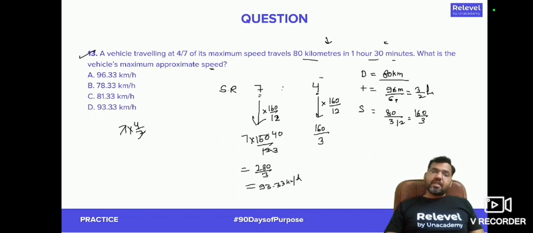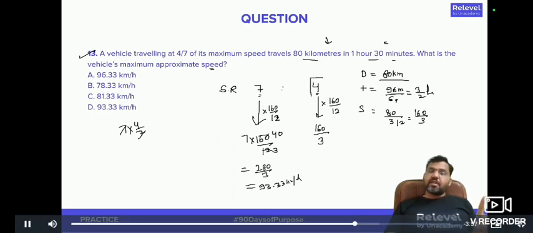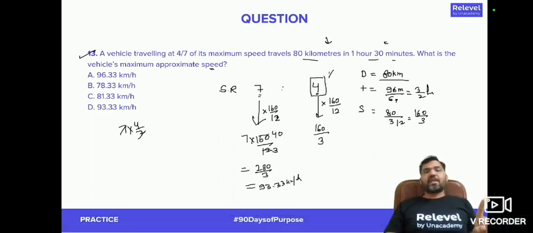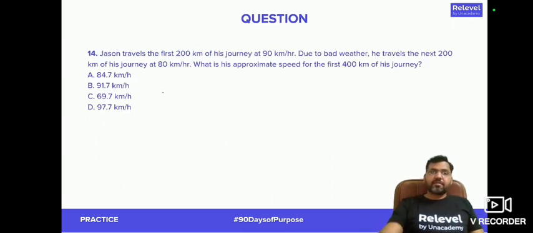So we were given a speed, right? When the person is moving at 4 by 7 of its maximum speed, all we need to find out is the maximum speed. So the value in front of 4 is given. The value in front of 7 is what you are supposed to find out. That's your whole question. B is the correct answer of the question.